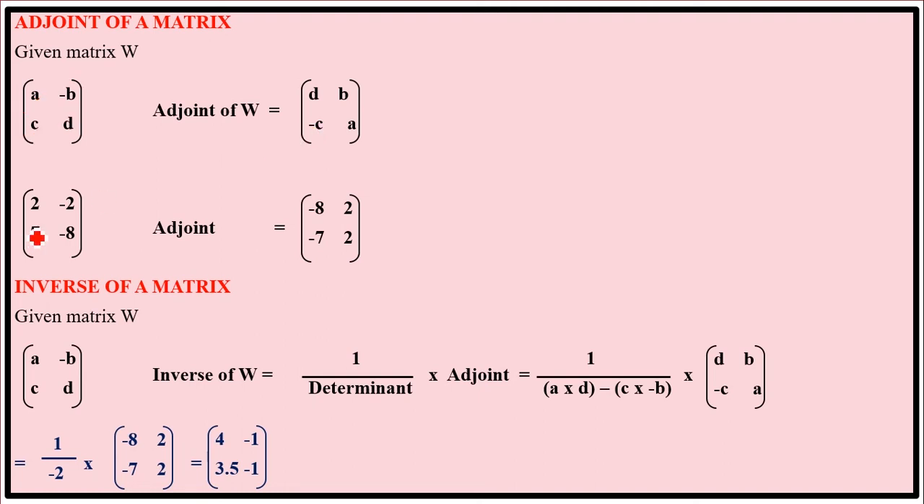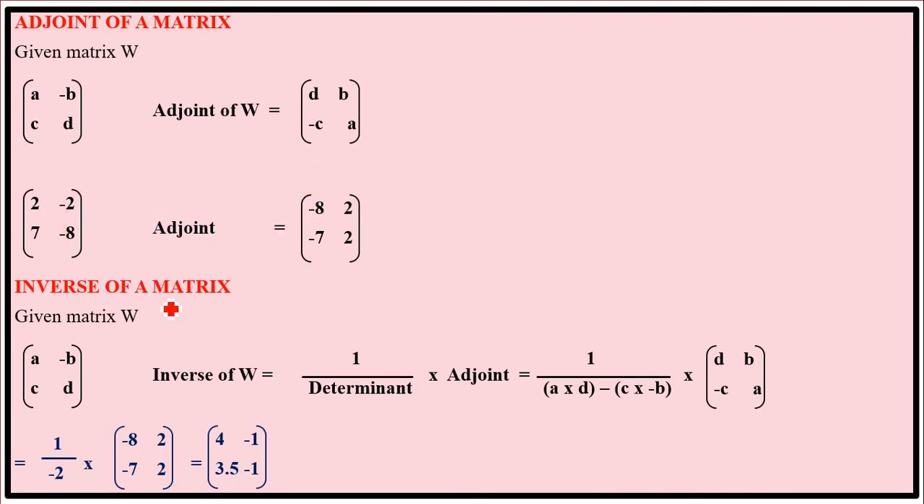So in our matrix, we have 2, negative 2, 7, negative 8. You interchange, so negative 8 will go there, and 2 will come here. So we have negative 8 here, and we have 2 on the other side. Then you change the sign of 7. It is a positive here, so there it will be a negative. Then we have negative 2, it will be a positive 2. And we have the adjoint of our matrix there.